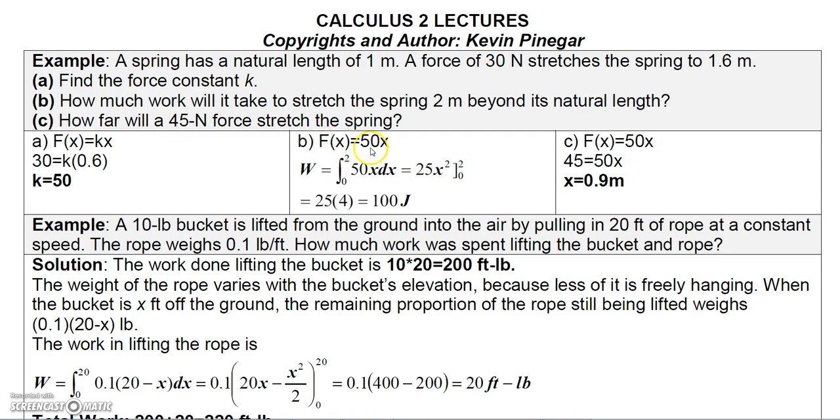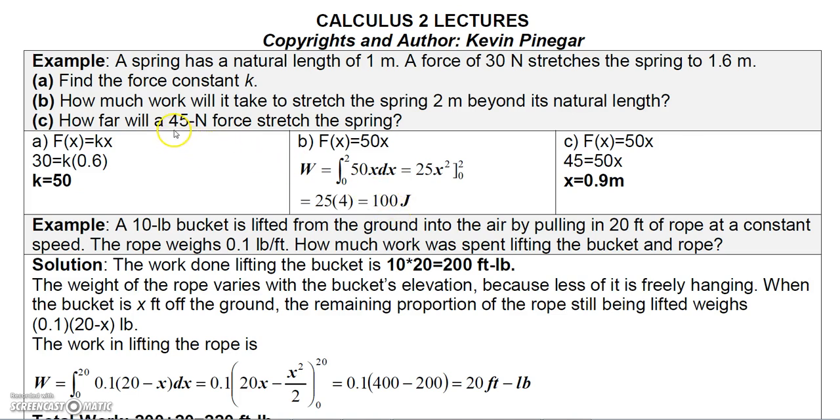So F of X, the force, would equal Kx. Now it says how much work will it take to stretch the spring 2 meters beyond its natural length. So we're going 2 meters beyond its natural length, from 1 meter to 3 meters. Notice it says 2 meters beyond its natural length, so we are going to stretch it an additional 2 meters. So the integral would be from 0 to 2 of this force function 50x dx. When you integrate that, you get 25x squared evaluated from 0 to 2, and that's just going to be 100 joules in this case.